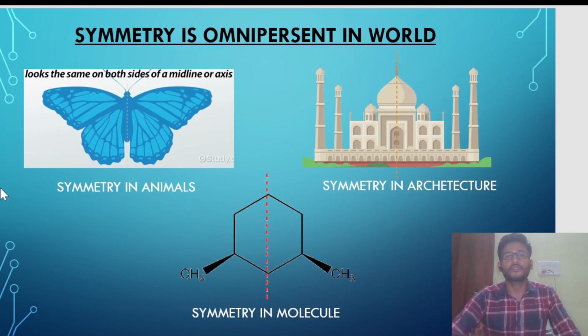And symmetry is omnipresent in the world. We can see symmetry in living beings. Also symmetry is present in architecture, even in molecules. We can see symmetry in animals, we can see symmetry in architecture, and we also see symmetry in molecules.